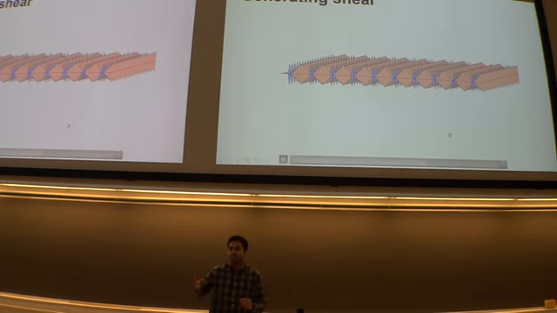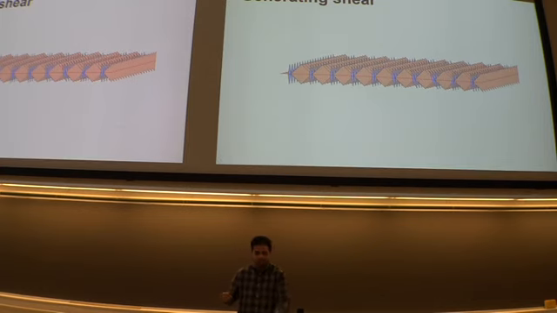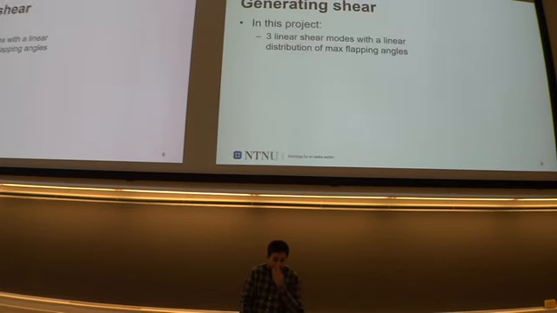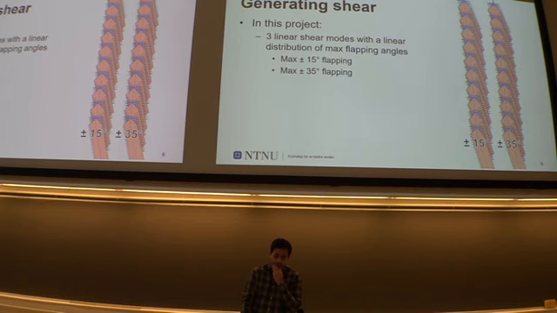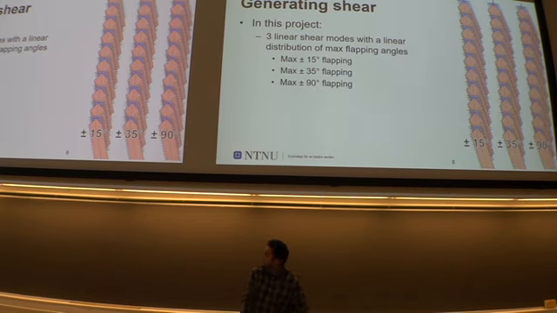This is it generating the shear. You can see the rods near the top are moving less, and the rods near the bottom are moving more. That's what's making the shear. You're changing how much you're blocking the flow in different places. And in my project, I had 3 different modes: 15 degrees flapping, 35 degrees flapping, and 90 degrees flapping. It's a shame I couldn't show it at the right speed, but that's fine.